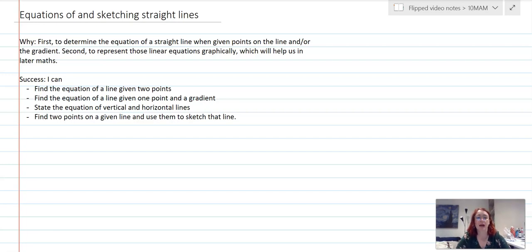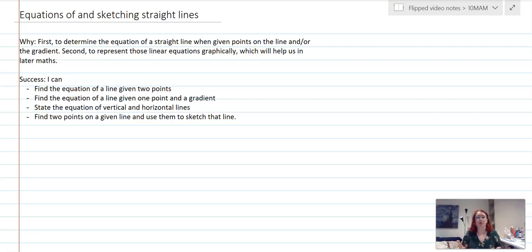This video is having a look at finding the equation of a straight line and then also sketching that straight line. So we're sort of combining two slightly separate topics into one because they're very connected. So we want to be able to, when we're given 2 points, find the equation of that line because that will help us maybe make predictions or find other points on it.